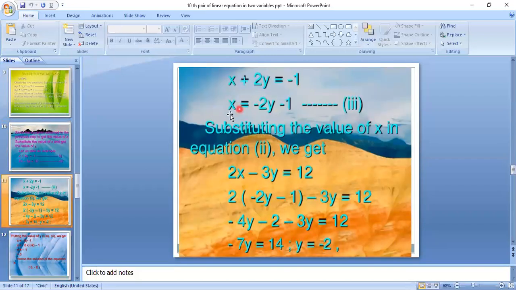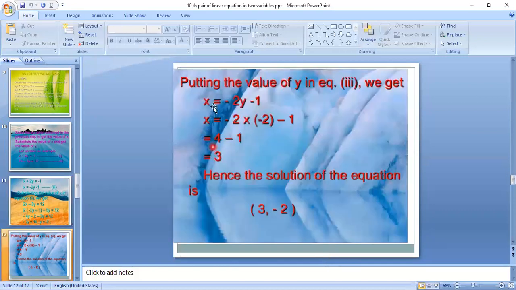From x plus 2y is equal to minus 1, x is equal to minus 2y minus 1, equation number 3. Substituting the value of x in equation 2, 2x minus 3y is equal to 12, we get 2 into (minus 2y minus 1) minus 3y is equal to 12. Minus 4y minus 2 minus 3y is equal to 12. Minus 7y is equal to 14. Y is equal to minus 2. Putting the value of y in equation number 3, x is equal to minus 2y minus 1, x is equal to minus 2 into minus 2 minus 1, so plus 4 minus 1, that is 3. Hence the solution of the equations is x is 3, y is minus 2.